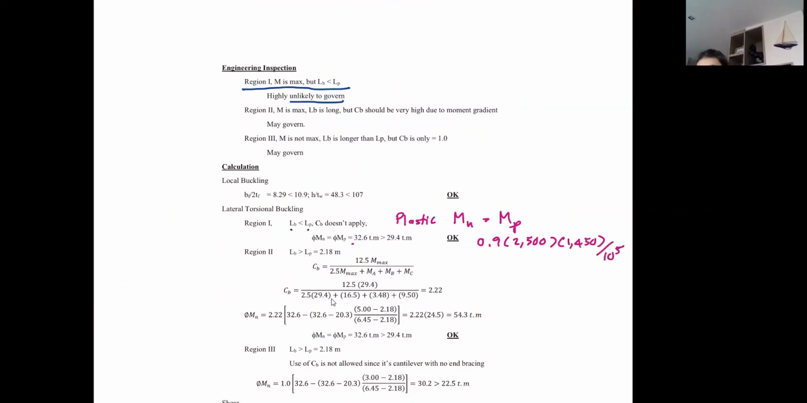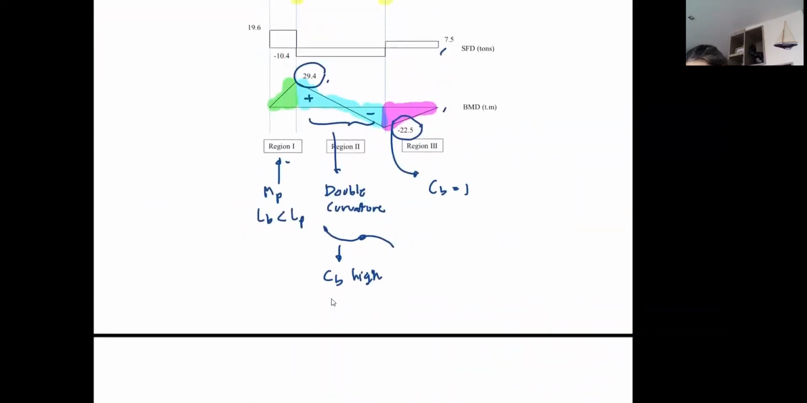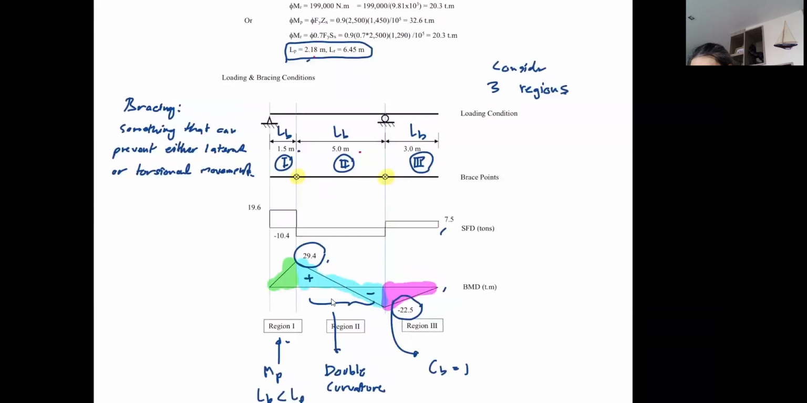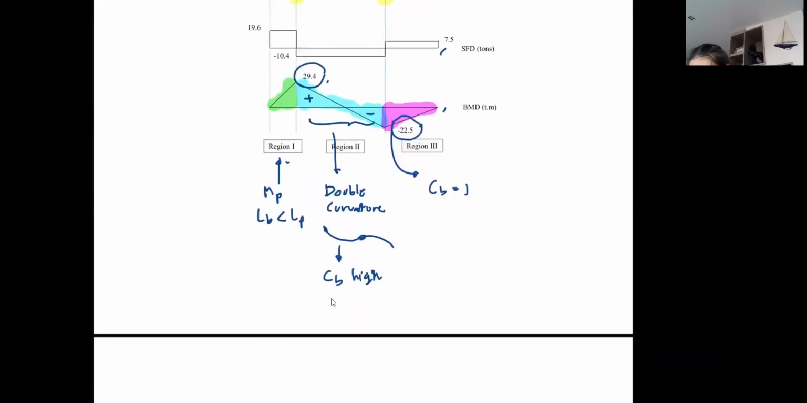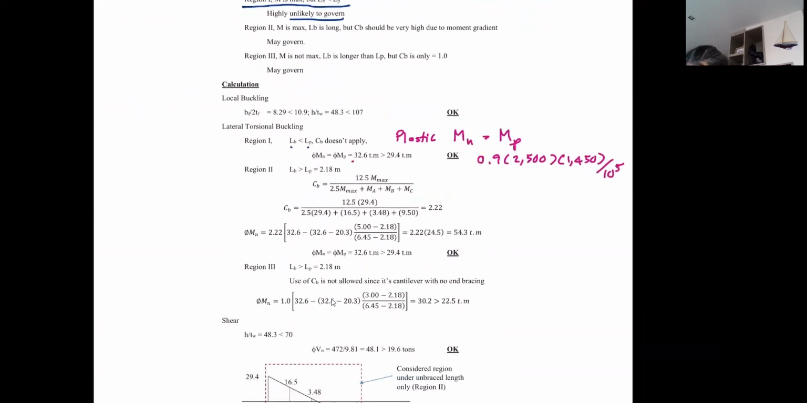In region number 2, it's going to be very interesting. Now your LB is 5 meters. Clearly it is way beyond LP, but not beyond LR. So this is inelastic. You define the behavior here. You can use this formula simply because your unbraced length is greater than LP, but still less than LR. So it's inelastic.